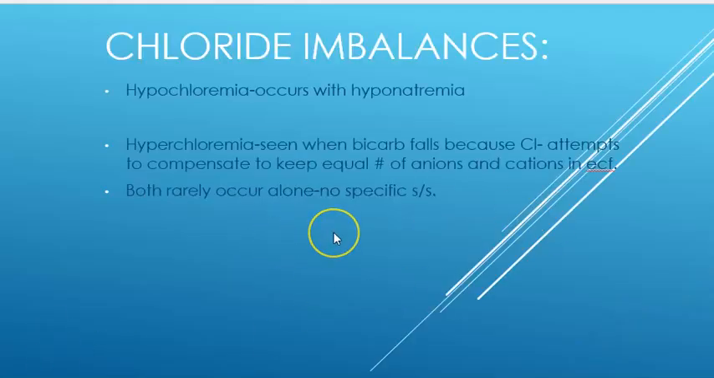Your chloride imbalances: hypochloremia occurs with hyponatremia. Hyperchloremia is seen when your bicarb falls, because chloride attempts to compensate to keep an equal number of anions and cations in your extracellular fluid. Just know that with any of your chloride imbalances, they rarely occur alone. Your chloride is either going to be high or low because of other imbalances.